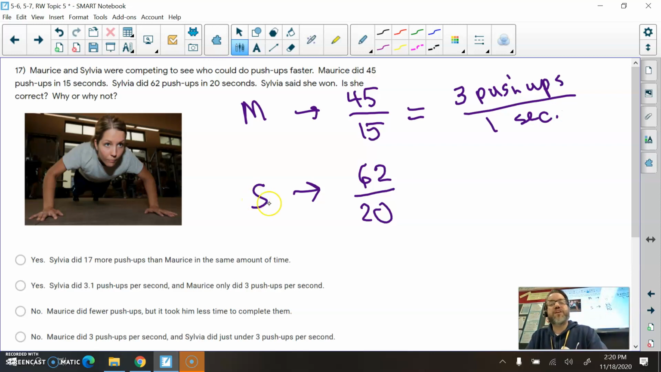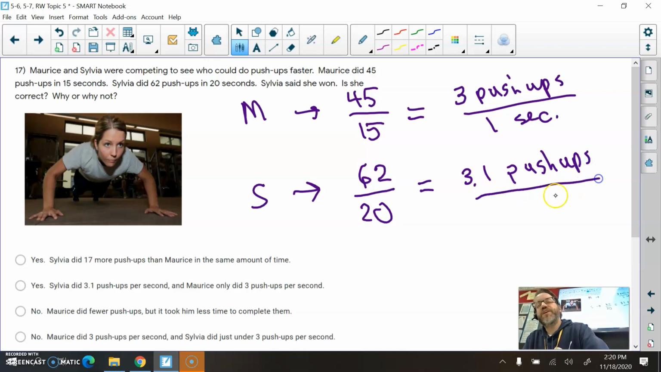Now, if we do the same thing for Sylvia, 62 divided by 20 doesn't divide quite as nicely, but you can use a calculator, and it ends up being 3.1 push-ups in 1 second. Uh-oh. That means Sylvia is a little bit faster. She does 3.1 push-ups per second. Maurice does 3 push-ups per second. So Sylvia's faster.